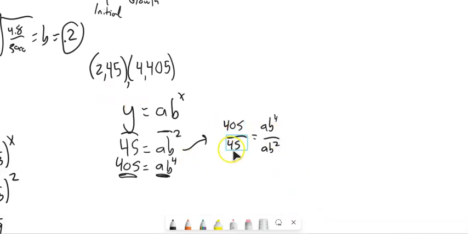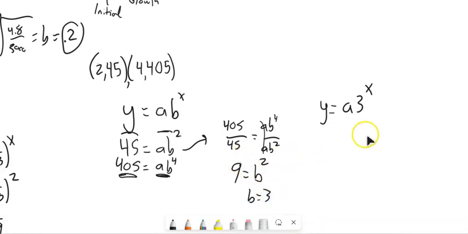So let's see, 405 divided by 45. Shove that in my calculator. I get 9. A divided by A is 1. B to the fourth divided by B squared is B squared. Square root both sides, it looks like B is 3. So I know what B is. So I've got this so far. Y equals A times 3 to the x. I know my growth rate.